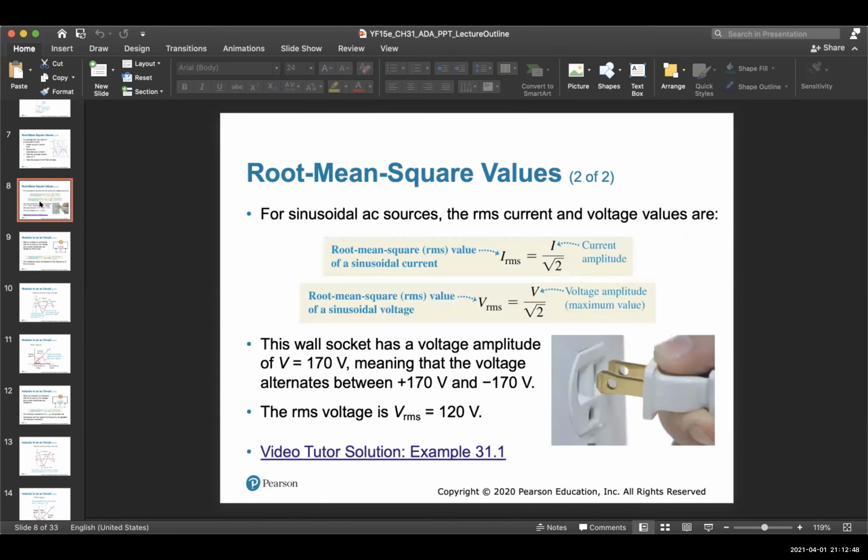If we want to calculate the actual power, the average power supplied or dissipated, we can multiply the RMS current times the RMS voltage.